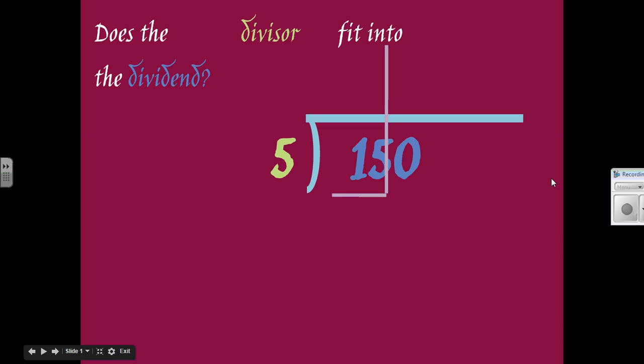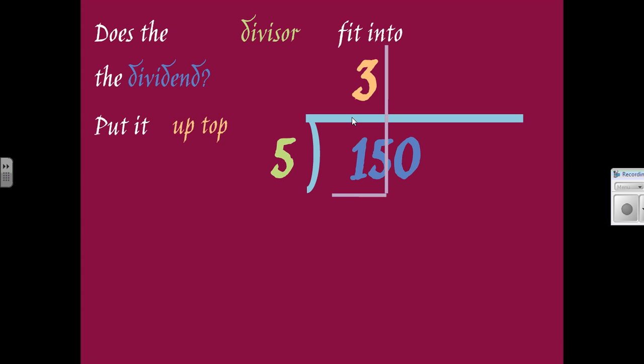So I could go through that whole process, put a 0 here, and there'd be a 0 in front of my number, but I'm just going to skip it. So I'm going to go to the second digit, which is 5. So the first number I'm considering is 15. I'm going to skip count and see how many times I can skip count without going over 15. 5, 10, 15. So I know that it goes in 3 times.